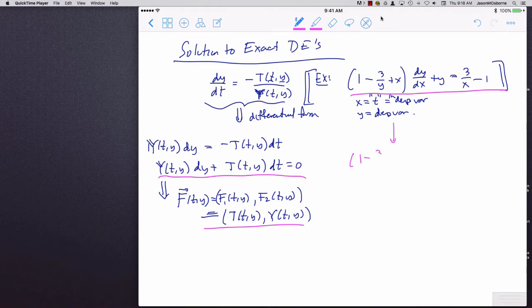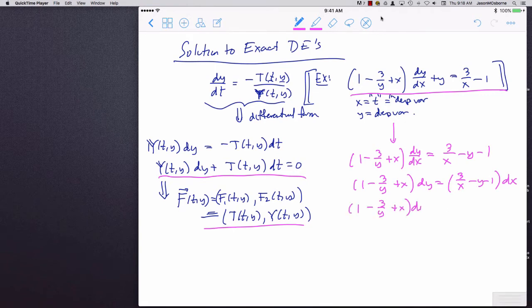We have (1 minus 3 over y plus x) dy/dx. Subtract y from both sides. Then multiply by dx. And then shift the dx to the other side with a minus sign, so you'll get (negative 3 over x plus y plus 1) dx equal to 0.